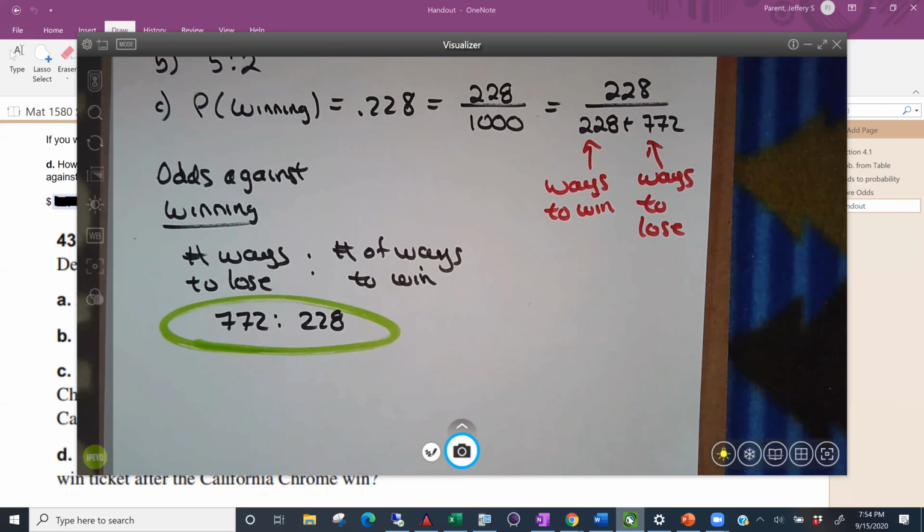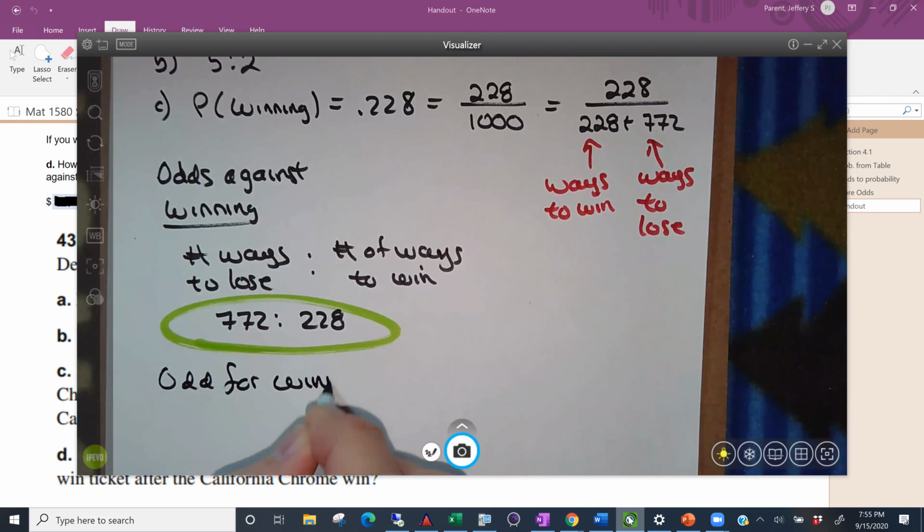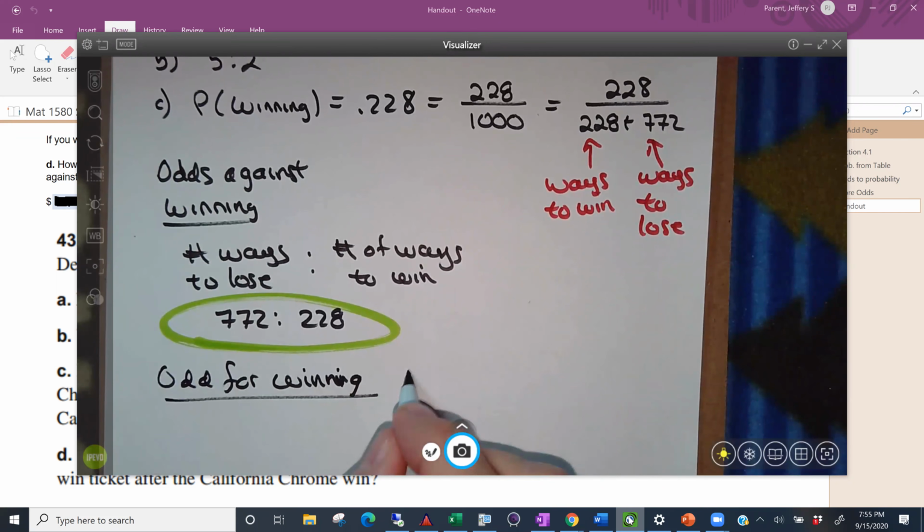Yeah, so pretty much whenever it says against, like the odds against, you want to divide up the number. Or you divide out the probability. Now, we could also look at the odds for winning. Can anyone think what those would be? Just flip it. Yeah, just flip it. 228 to 772. Those are the odds for winning. Just flipping it around. Thank you.